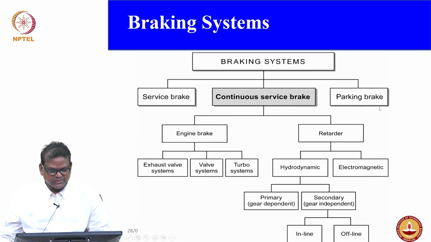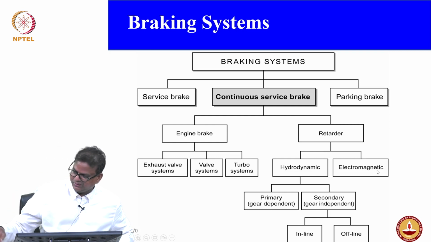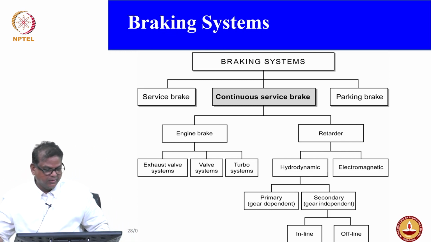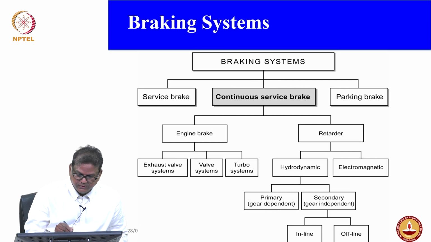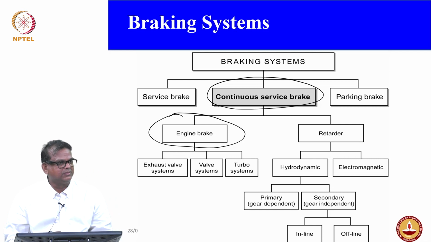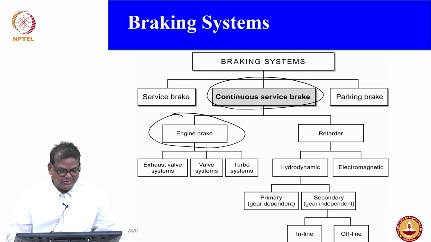Now, the braking system: you can see the various types of braking systems given. You can see the service brake, continuous service brake, parking brake. Within the continuous service brake, you can have an engine brake system or retarder type system. Within the engine brake, you will have exhaust valve systems and turbo systems, and retarders: aerodynamic, electromagnetic, primary, secondary, inline, offline, all those things are there. Our concern is that we will focus under the continuous brake system on the engine brake aspects.